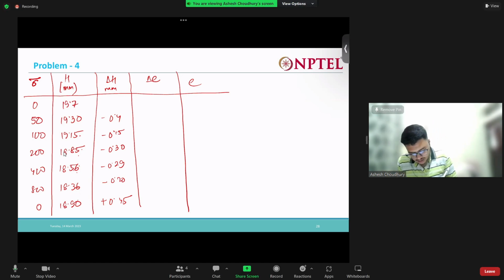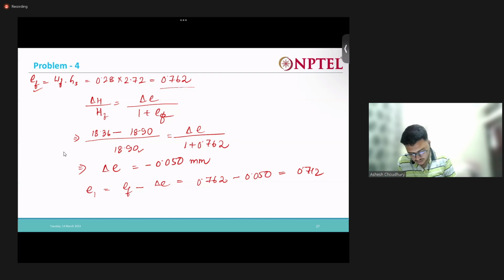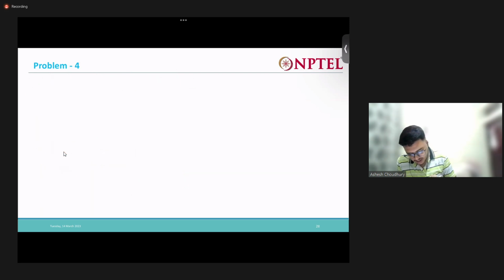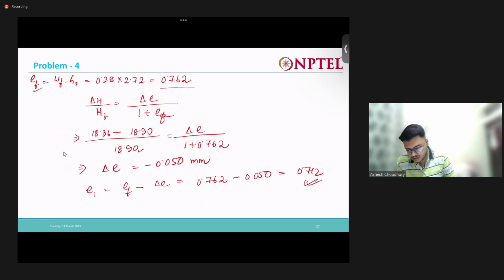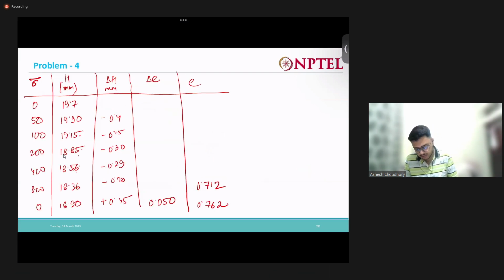Okay, so this final void ratio I know already. What was my final void ratio? 0.762. Then I determined this delta e, that was 0.050. So from here to here I got this first one, which was 0.712. Again, what I need to do is determine this value.